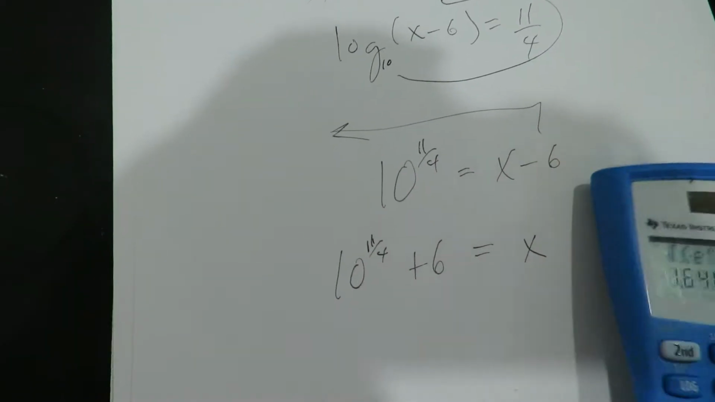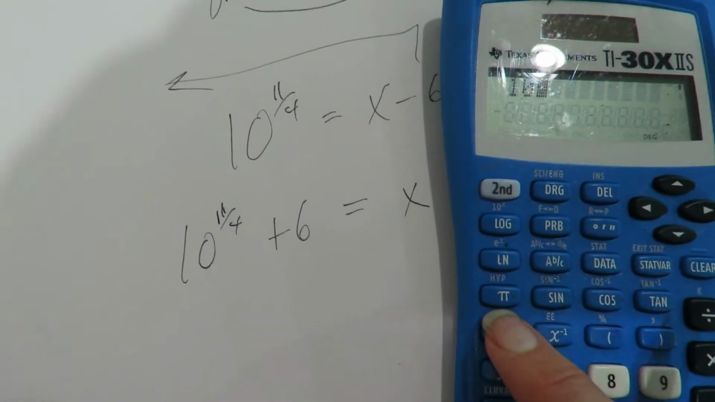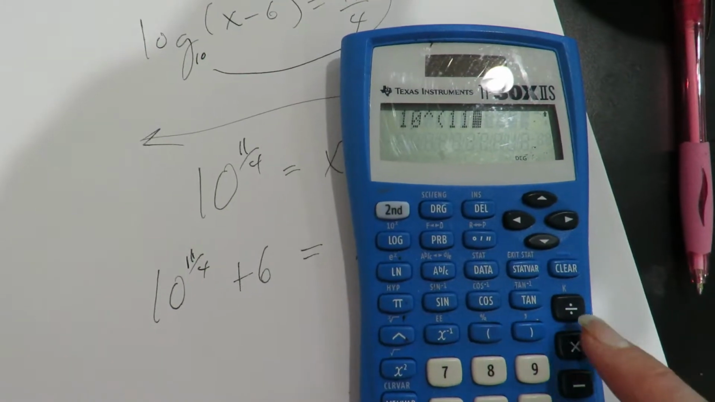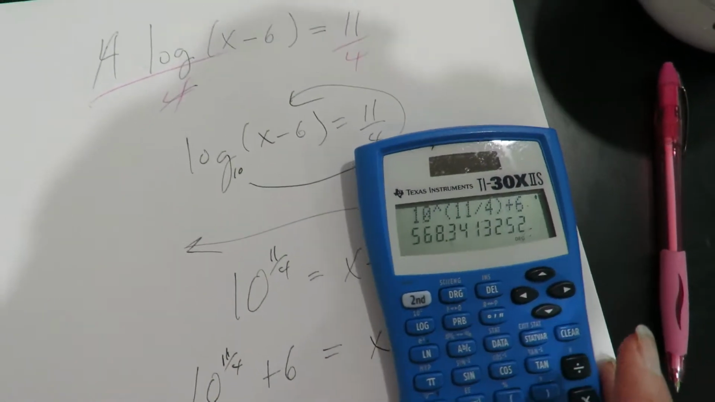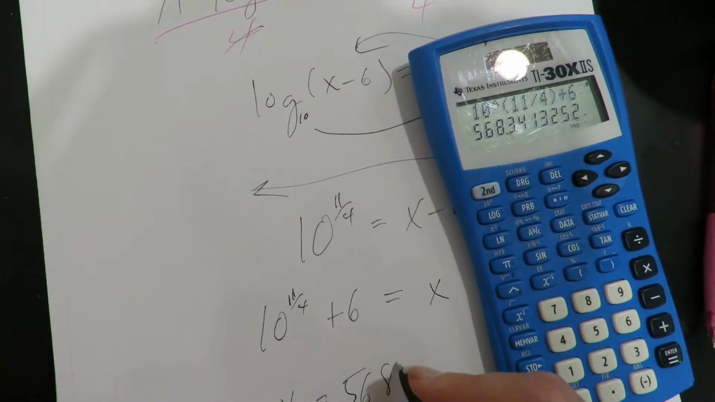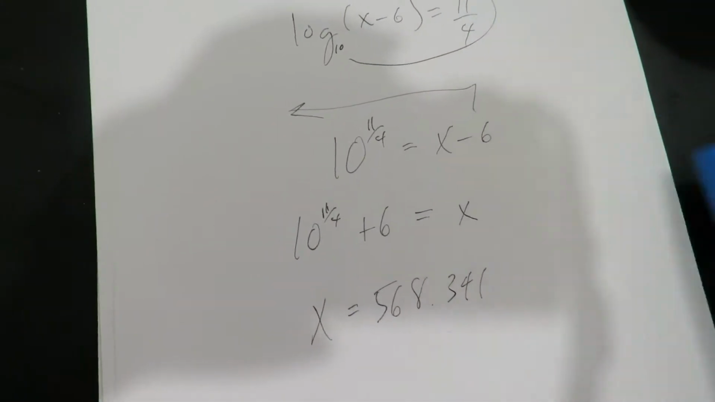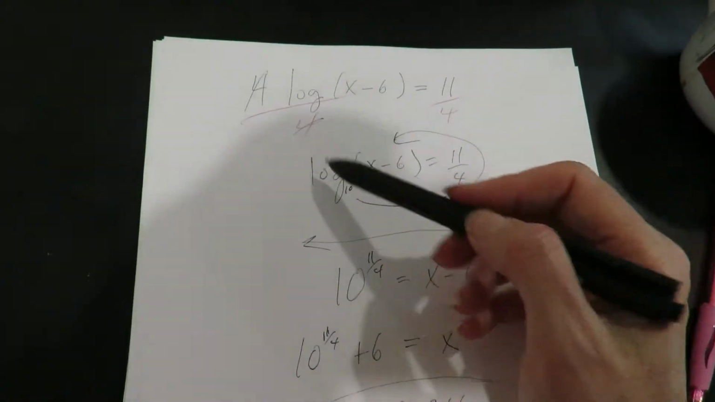This is the exact answer. Let's see what kind of numbers we're dealing with here. So 10 raised, I used the caret key for that, parenthesis 11 divided by 4 plus 6. Let's see what kind of estimate we get on here. So we're getting x is 568.341. 568.341 on that guy. All right, so same idea.